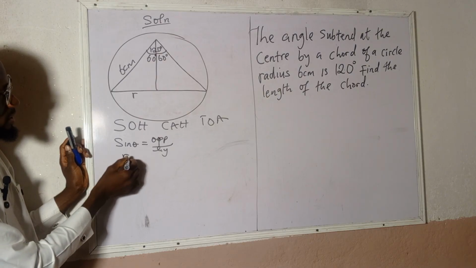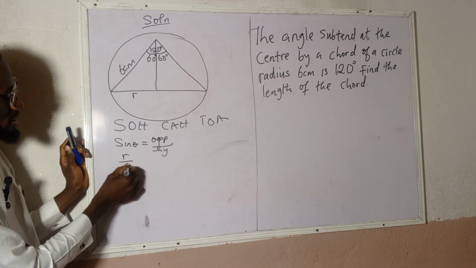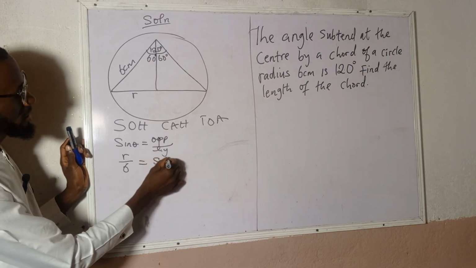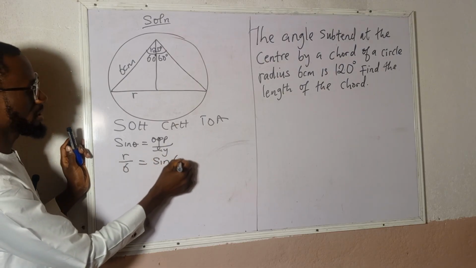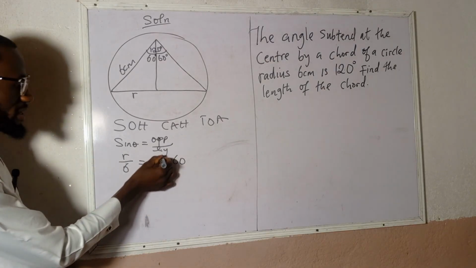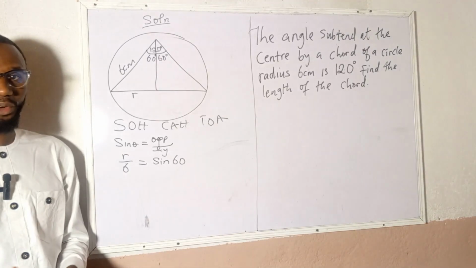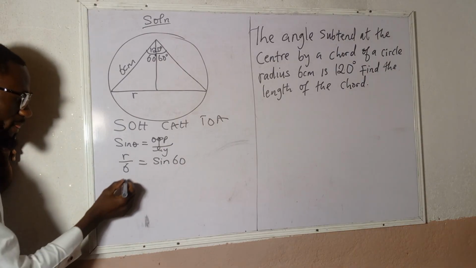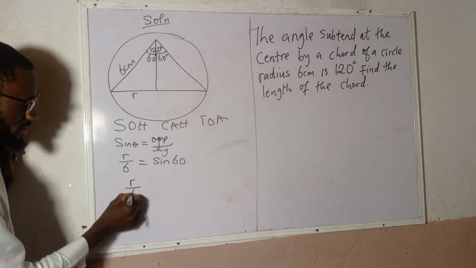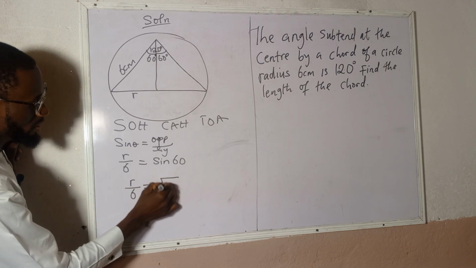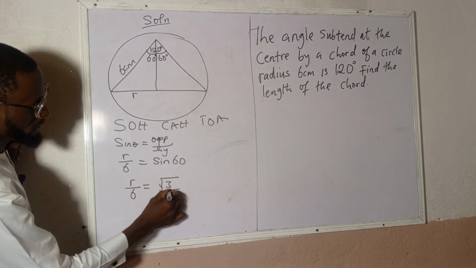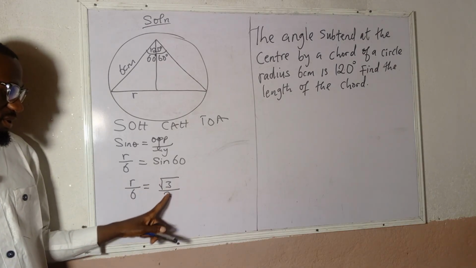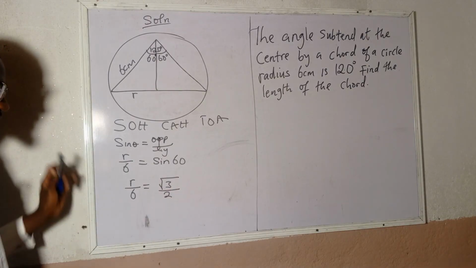r, the opposite, all over the hypotenuse, which is 6, is equal to sine 60 degrees. Remember, sine 60 degrees is a special angle. Then we can simplify it into a fraction form. We can say r over 6 is equal to root 3 over 2, based on sine 60 degrees equals root 3 over 2.